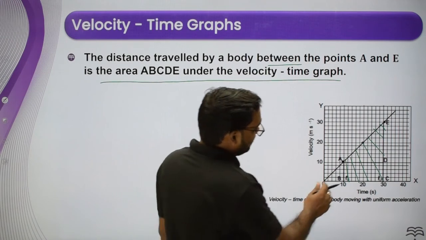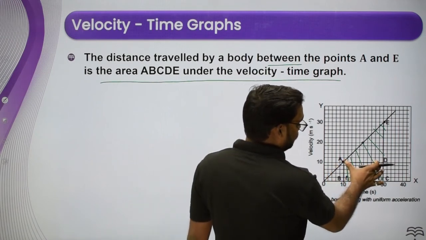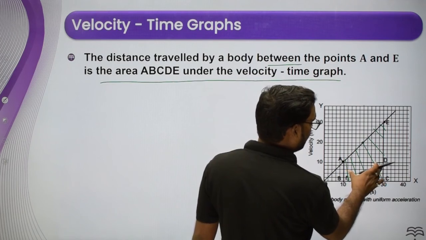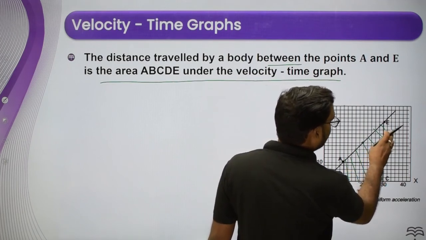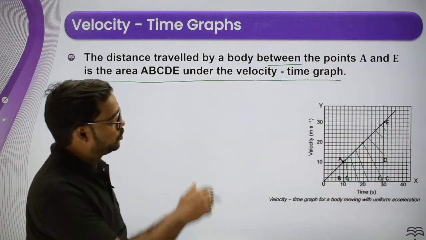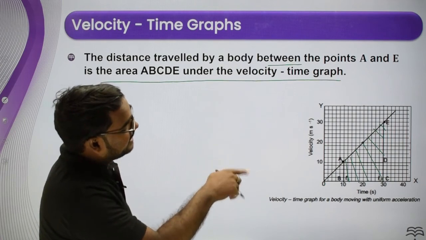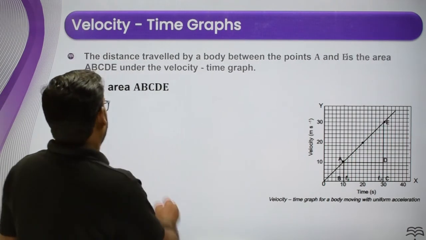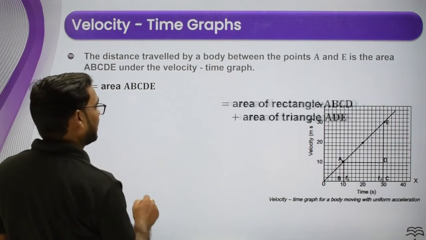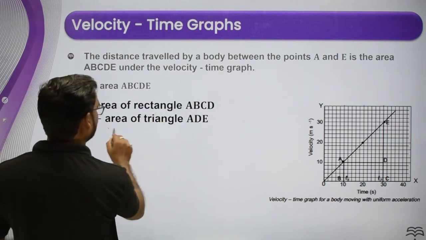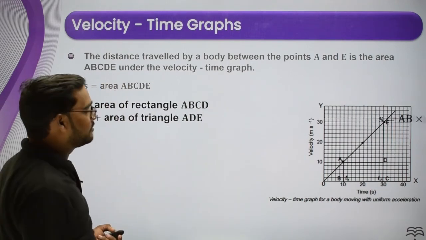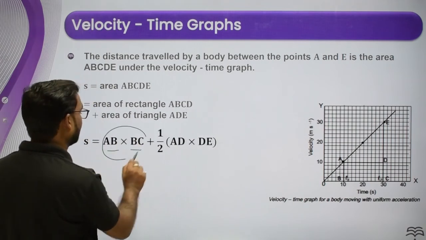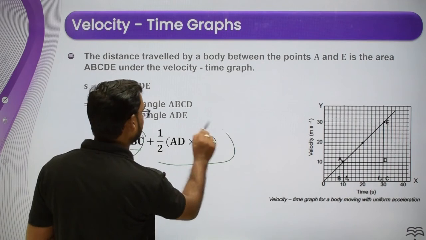How to calculate? From the bottom part, you can see here. This is the rectangle. This is the triangle. So you just need to calculate the area of the rectangle and add the area of the triangle. You will get the total area of BAEDC, and that will give the distance. Okay. I have already discussed this with you. The area of rectangle ABCD plus the area of triangle ADE will give the total area. So this is equal to AB plus BC, which is the area of the rectangle, and half of AD and DE, which is the area of the triangle.